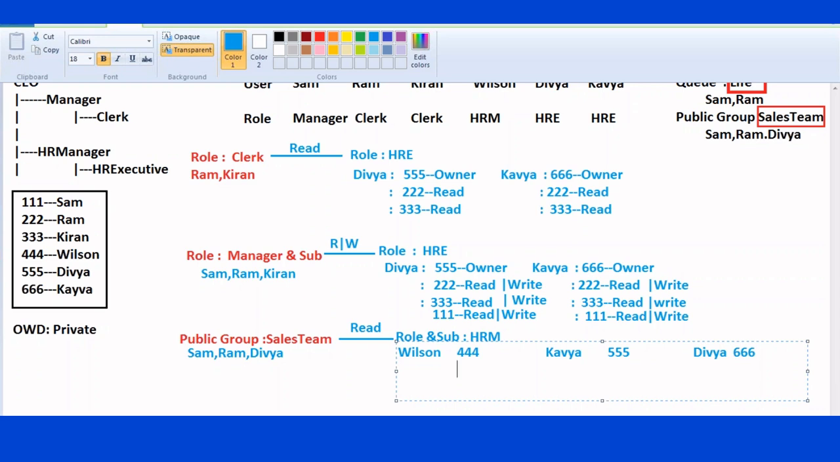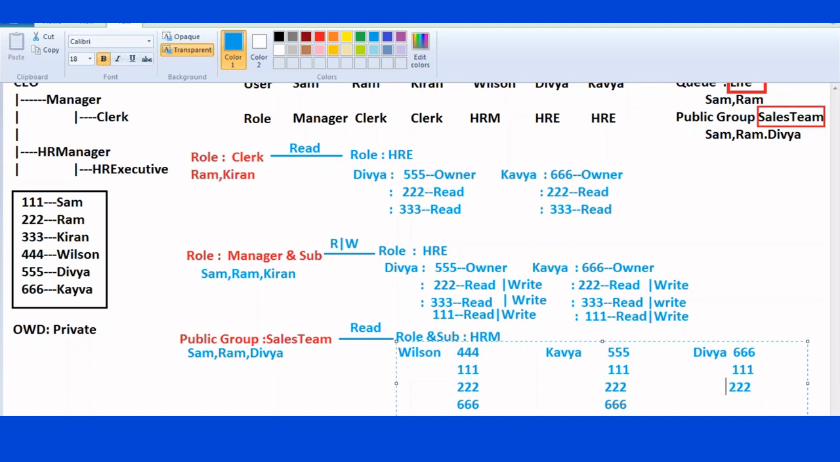What are the records they are able to see? Sham, Ram, Divya. Sham, Ram, Divya means 111, 222, Divya record 666. Then they are also able to see 111, 222, 111. These are the records that are shared.